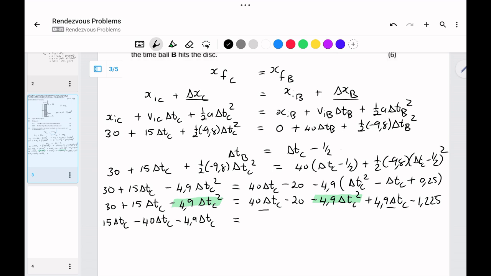Okay, so now the numbers. Well, I have this 30. I'm going to bring that across. It's going to be negative 30. And then I have a negative 20 over here. And I have a negative 1,225. Okay. Now on the left hand side, I'm just going to add the coefficients. Like this.